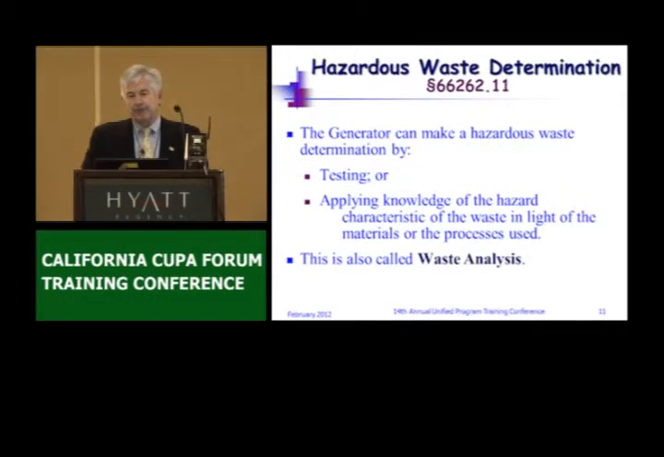Chapter 11 of Title 22 specifies two ways to do a waste determination: by testing or by knowledge of process. And we'll talk a lot about those. And it's called waste analysis.